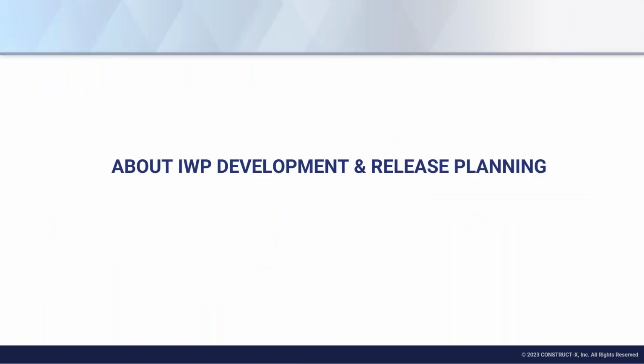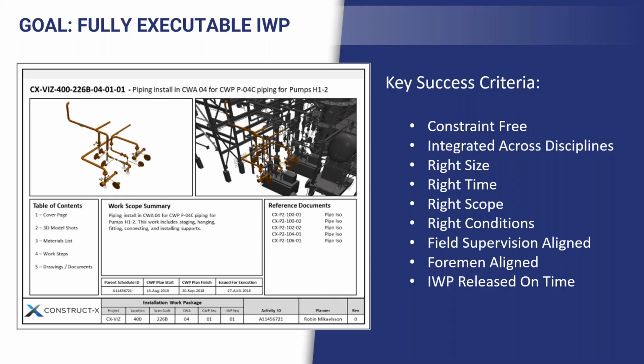So I'm going to talk a little bit about IWP development and release planning, what it is and why we do it. Give a little bit of grounding for us all. The ultimate goal, of course, is we want to produce installation work packages. Those of you in the AWP world would understand this. Basically it's a set of instructions and processes for how a foreman would go do work and execute that work, and the success criteria are on the right. We want it to be constraint-free. He can start and end, and it's a very consumable scope of work.